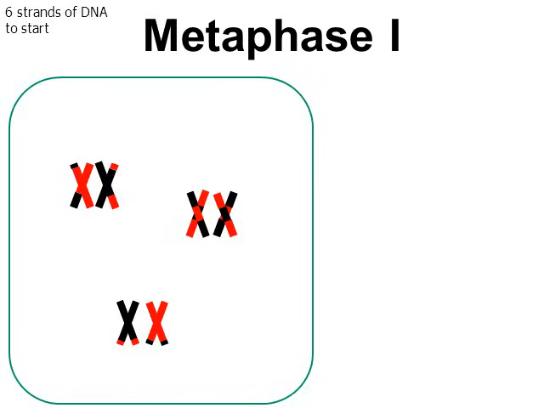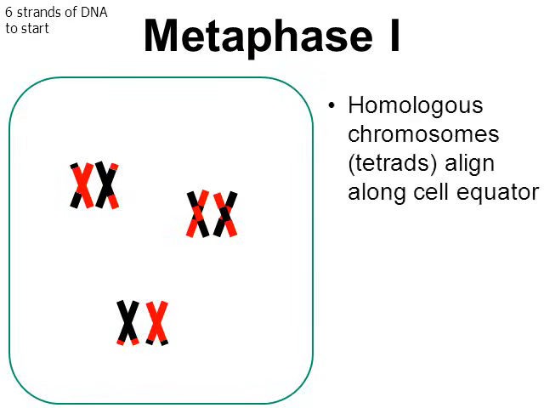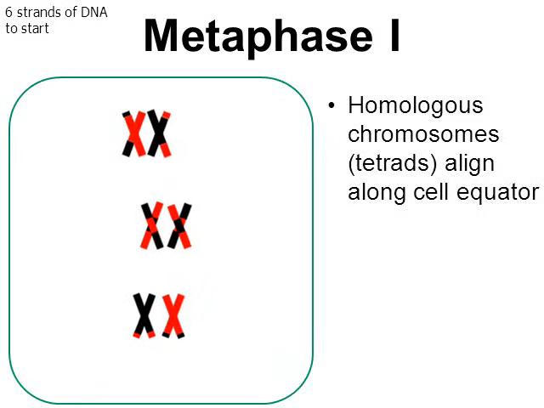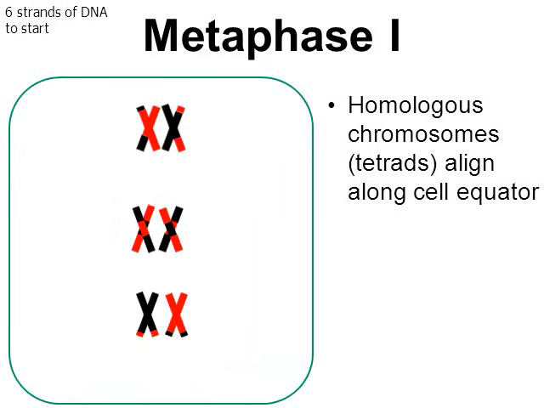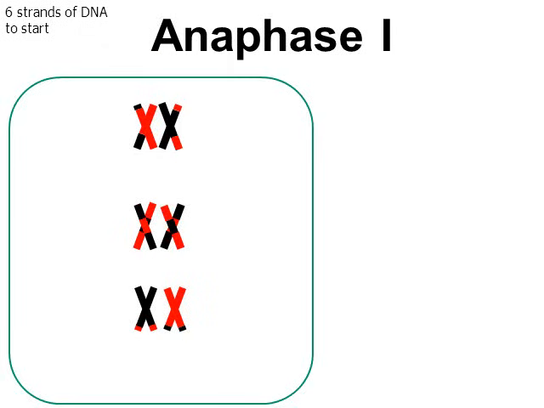So as we move on into metaphase number 1 of meiosis, the homologous chromosomes, again the tetrads, are going to align along the cell's equator. If you recall, the spindle fibers will grow from centrioles, attach themselves to the centromere, and pull the chromosomes to the middle or the equator of the cell. As we move on into anaphase number 1, the chromosomes are still in the middle of the cell. That would happen during metaphase number 1. But in anaphase number 1, the tetrads are going to be separated.